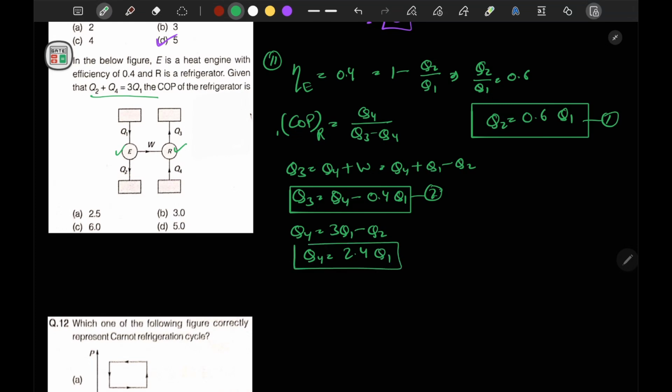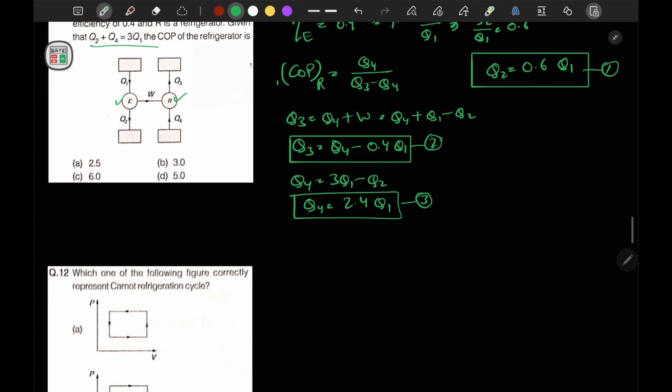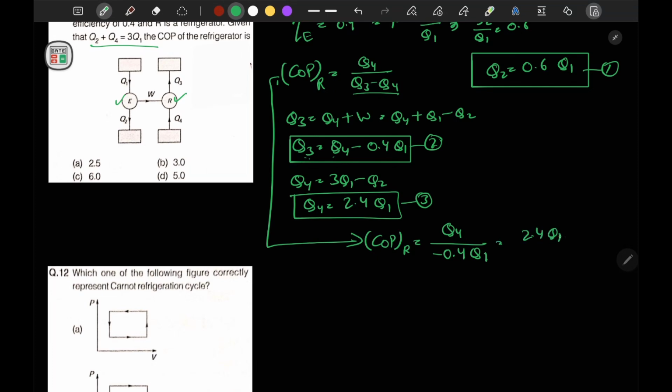Okay, this is our relation 3. Now if we use both relations, so let's say COP is equal to COP of refrigerator is equal to Q4 upon Q3 minus Q4, so Q3 minus Q4 we can get is minus 0.4 Q1. Okay, now above, Q4 is 2.4 times of Q1.